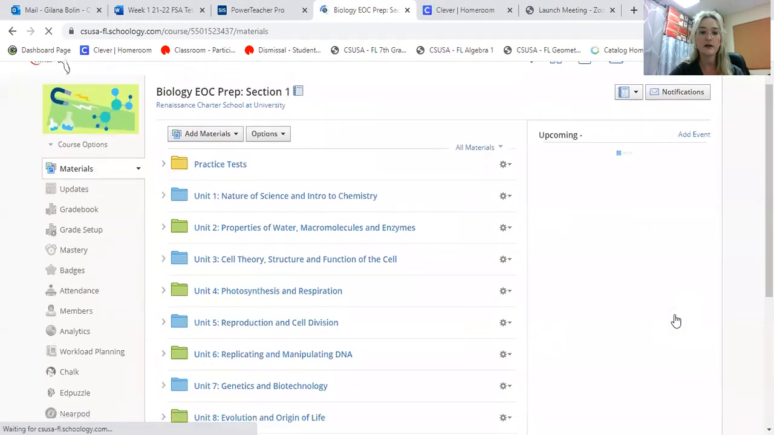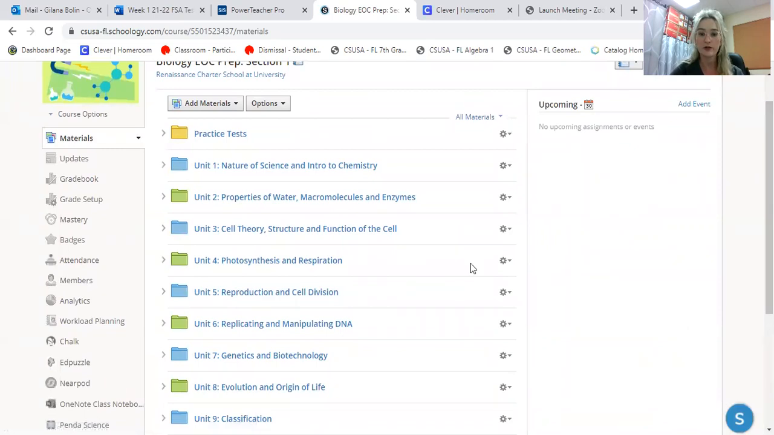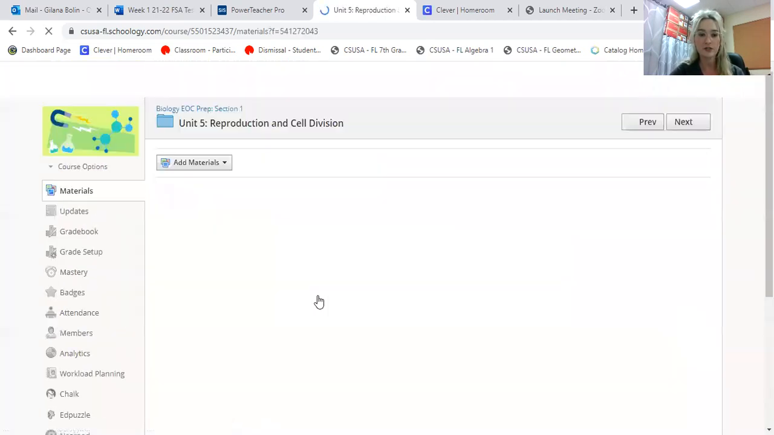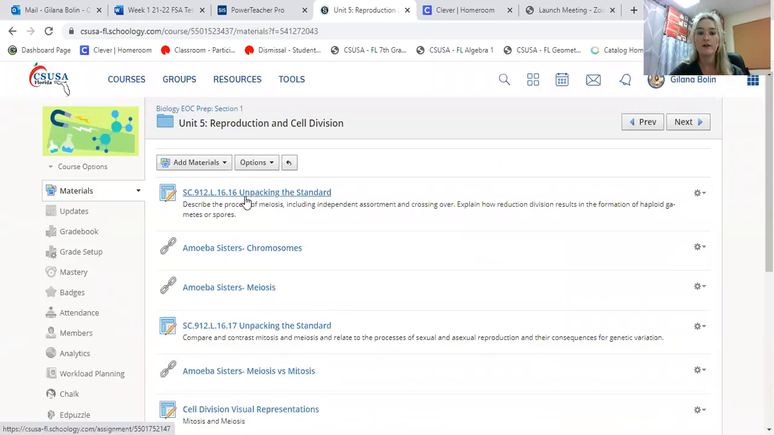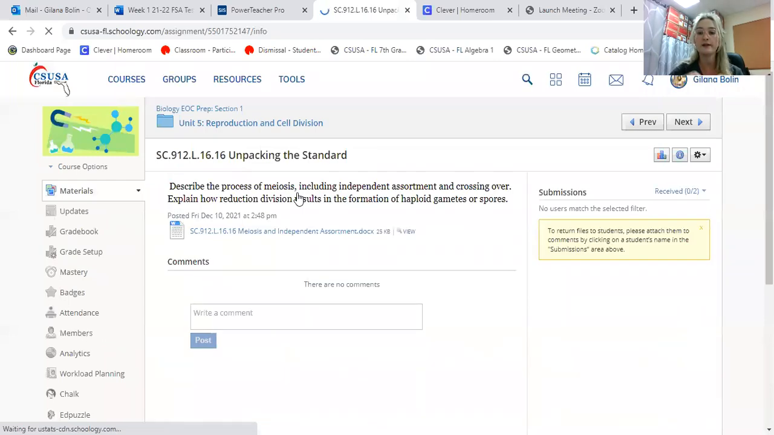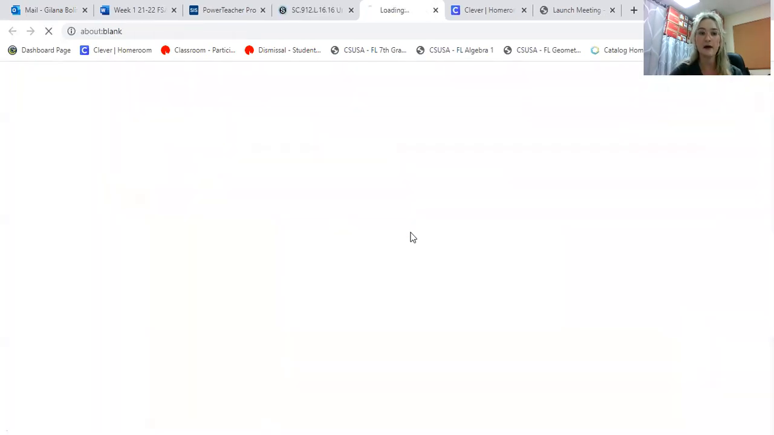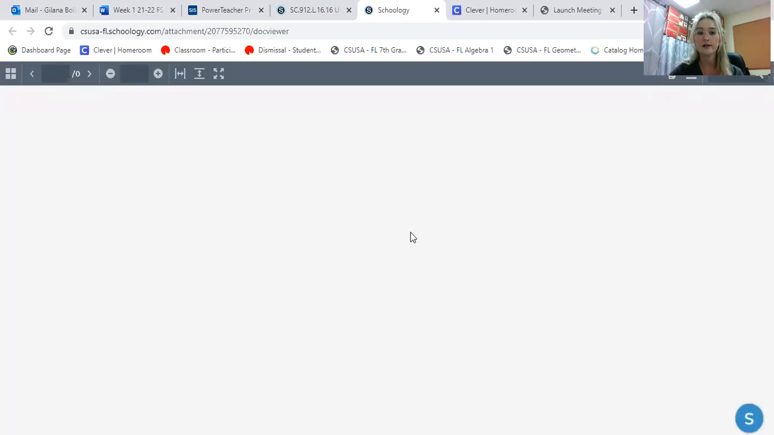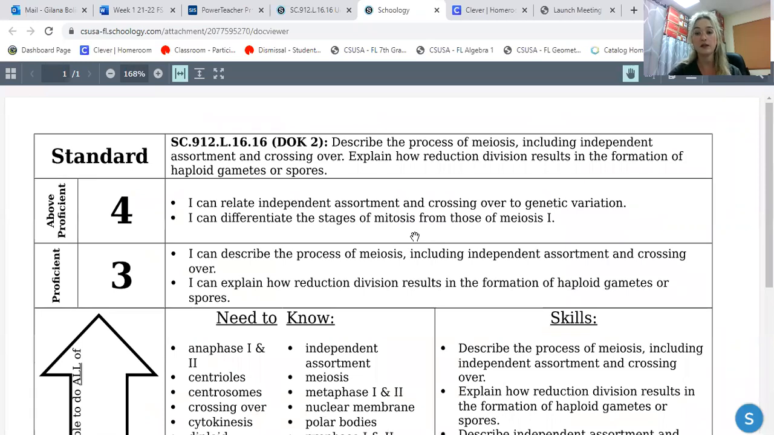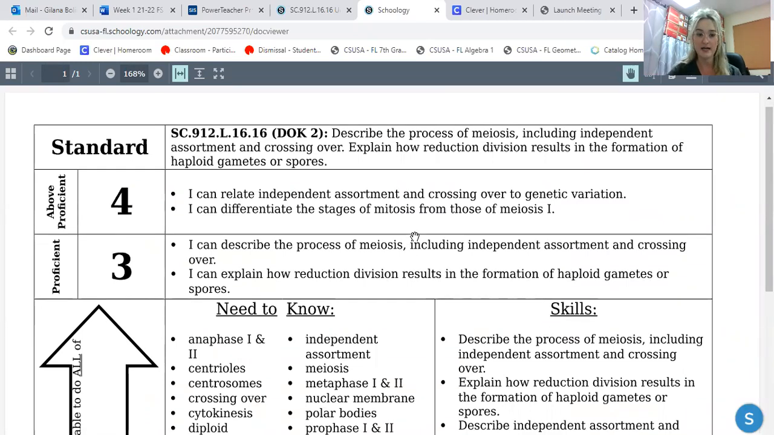And I had separated each folder into a unit. If you click on a unit, let's look at reproduction and cell division. I've done an unpacking the standard. So here we're looking at what exactly is the standard asking about and how is this going to be assessed on the test. Students can also record what they already know, and teachers can then assess what they need to know for the state test.